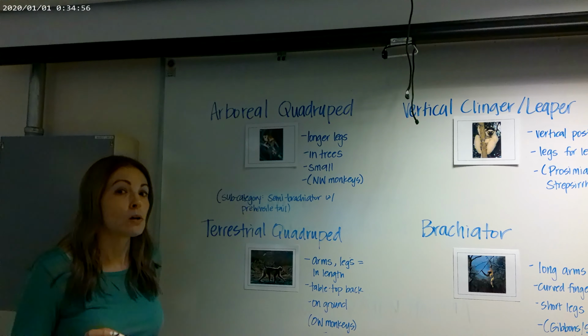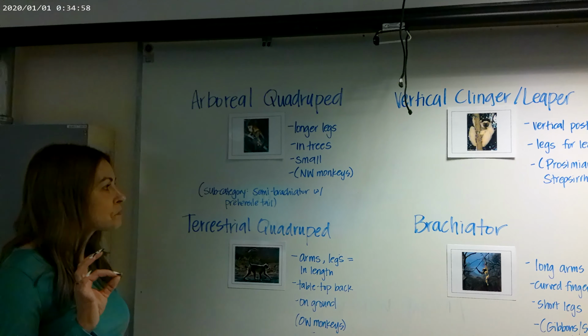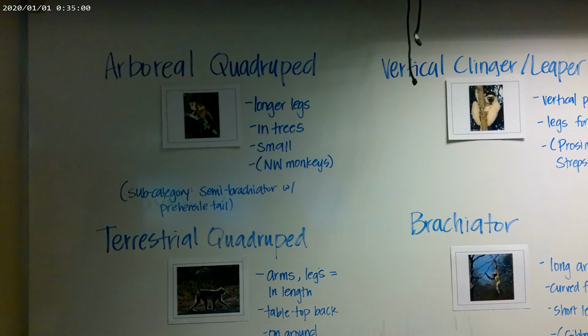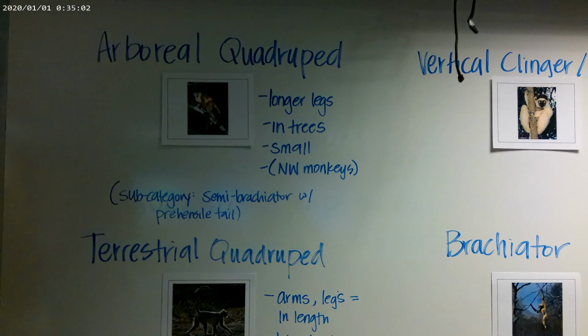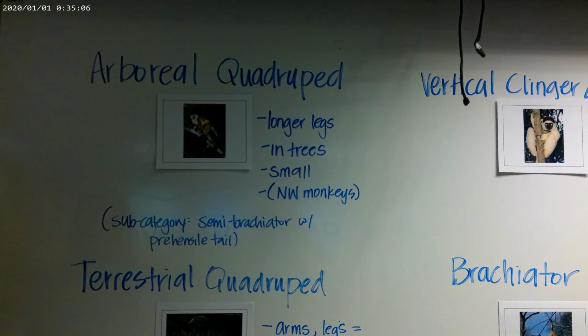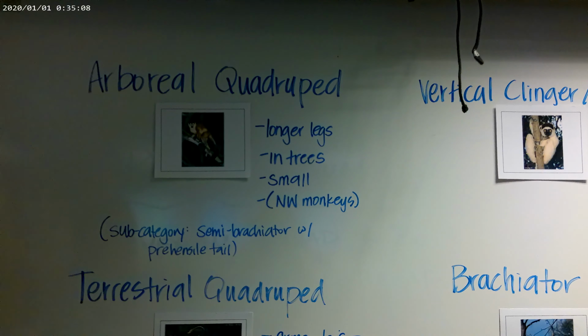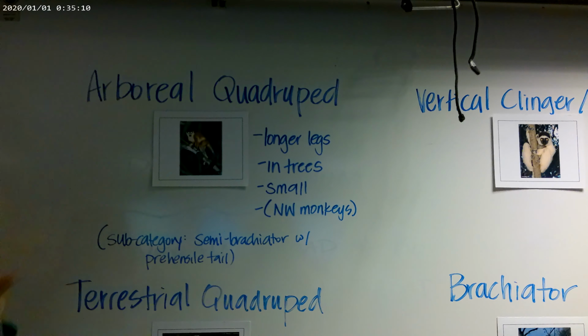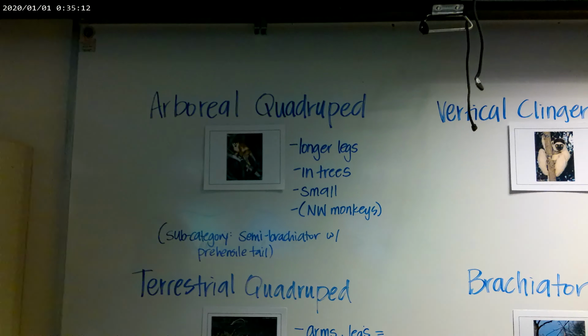Now in your book there's also a subcategory. Sometimes some of these New World monkeys do have prehensile tails, so they might also swing with their tail, and this is called semi-brachiation. But I'm going to go ahead and just lump that into the arboreal quadruped category.